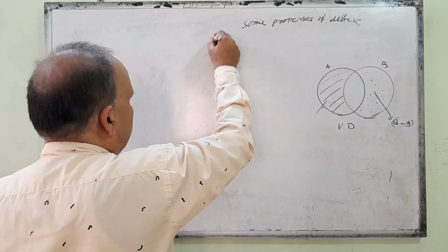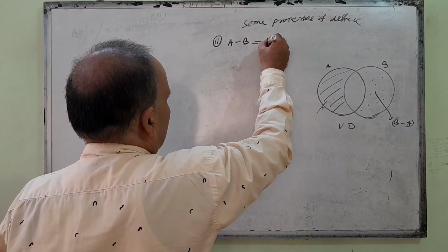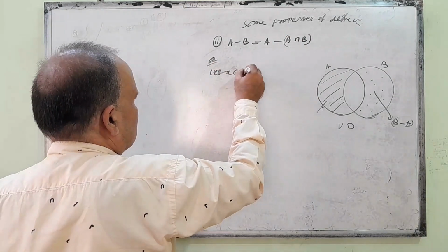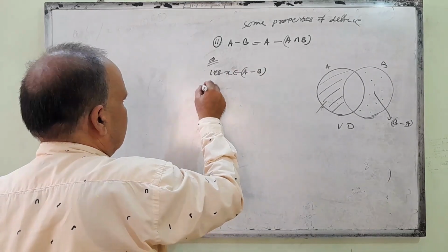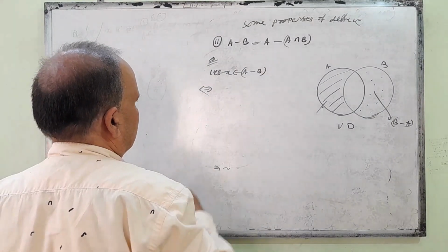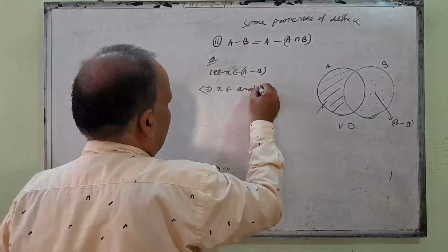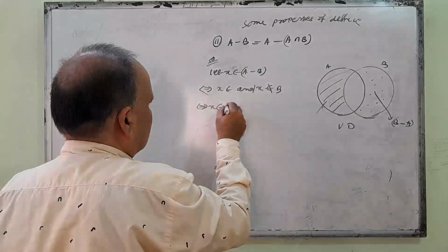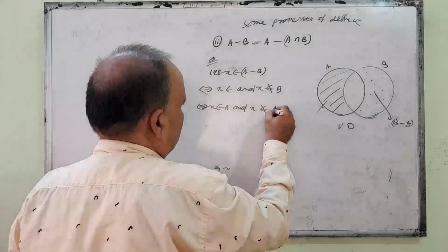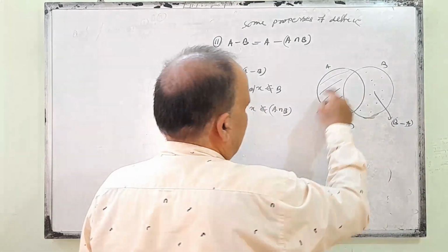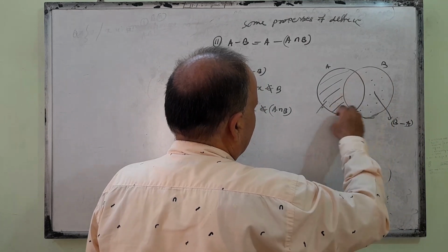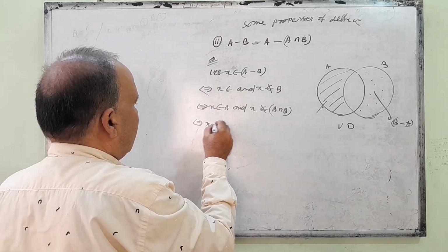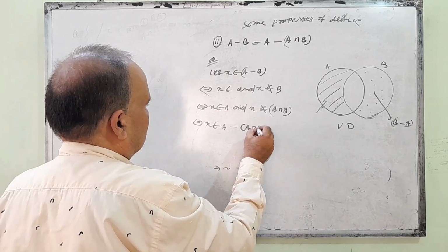Next, come to another property. This is your second property, that A minus B is equal to A minus A intersection B. Proof: let x belong to A minus B. This implies and is implied by, because equal signs are given, so we use the implies and implied by sign, x belongs to A and x does not belong to B. You see, x belongs to A and x does not belong to B. So this implies that x belongs to A and x does not belong to A intersection B. Since x belongs to A and x does not belong to B, it is clear that x is inside A but it is not present in the intersection, because it is not present in B. This implies and is implied by x belongs to A minus A intersection B.